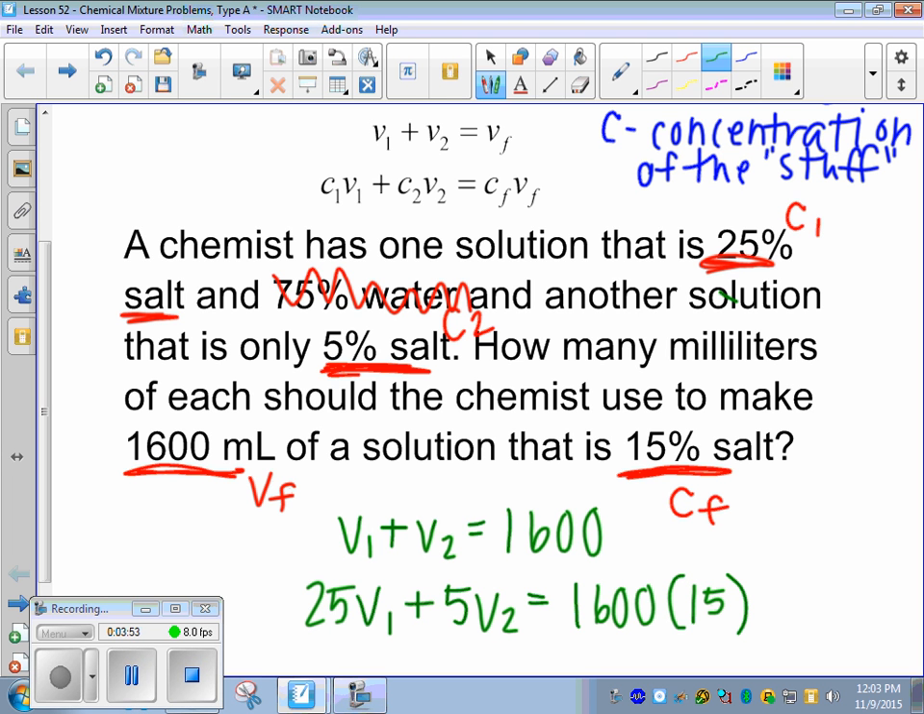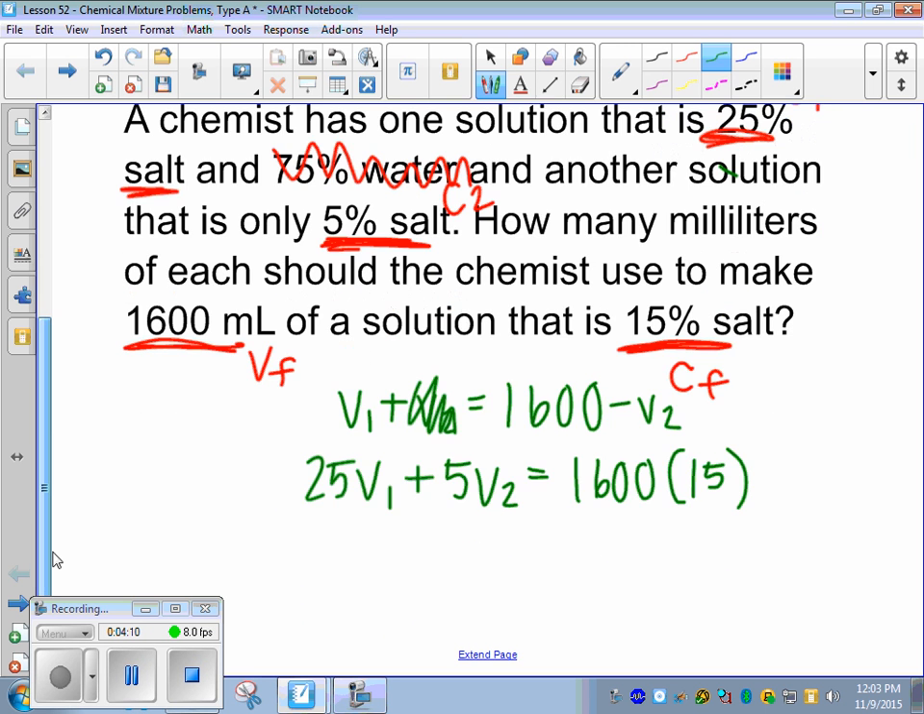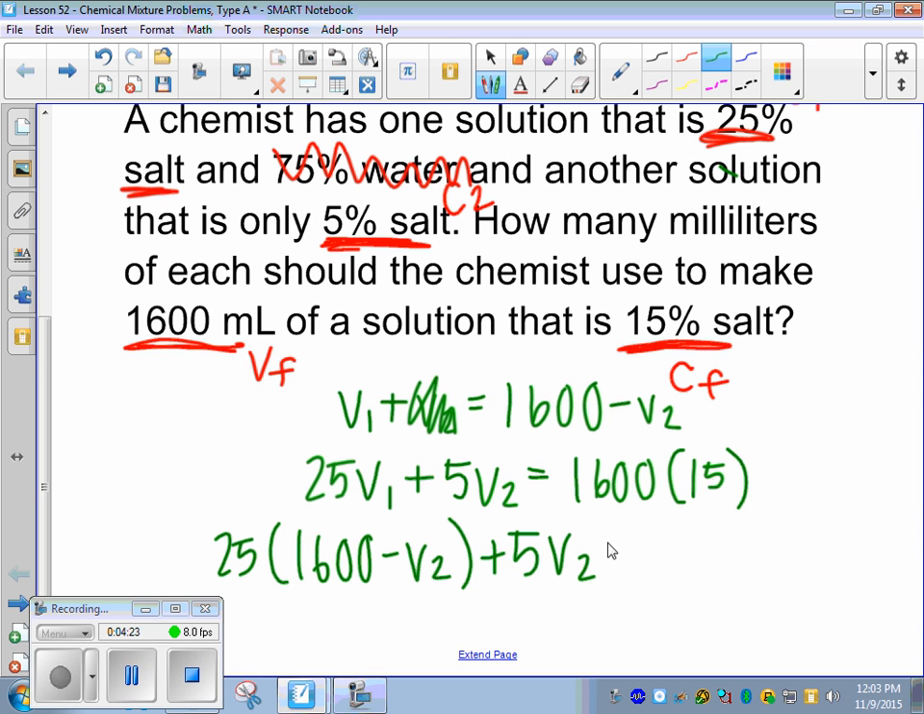Now we just have a system of equations, just like you guys have done for a million other different types of problems. You can solve these however you want. Usually they should lend themselves pretty well to substitution though. So if I subtract V2 from both sides, I get that V1 equals 1,600 minus V2, and then I can just plug this in as a chunk for V1 in the other equation. So 25 times my new V1, which is 1,600 minus V2, and then I'm going to have plus 5V2 equals 1,600 times 15, which is 24,000.